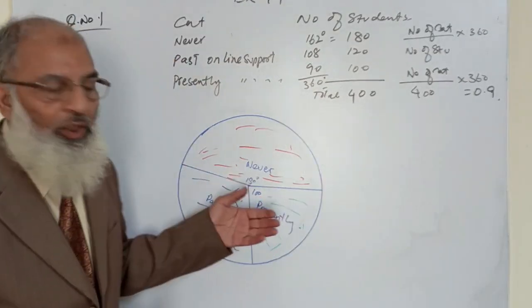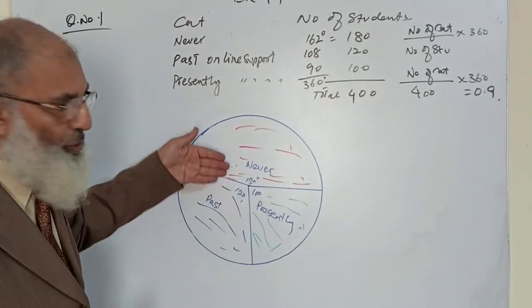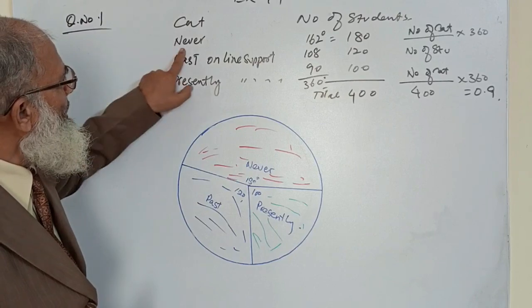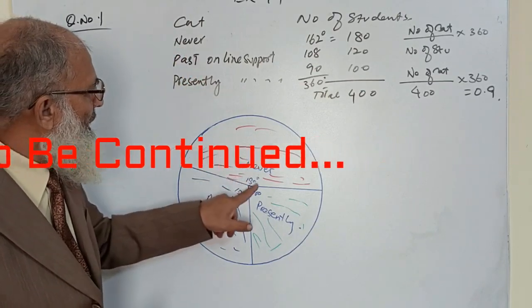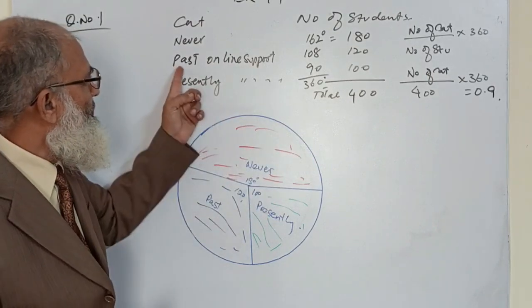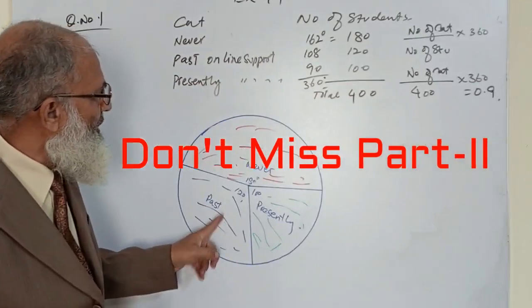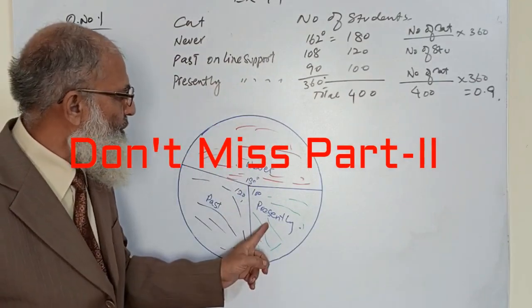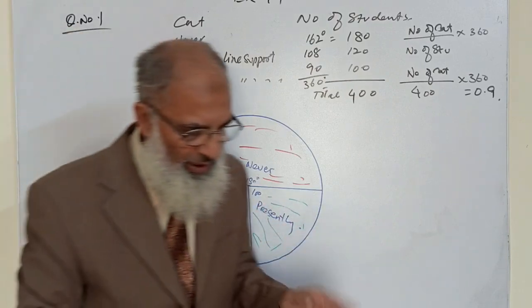Well students, now we have drawn a pie chart showing that the students who have never used online sport are this much, used online sport in past are this much, and are presently using the online sport is this one. So this is our question and it has been done.